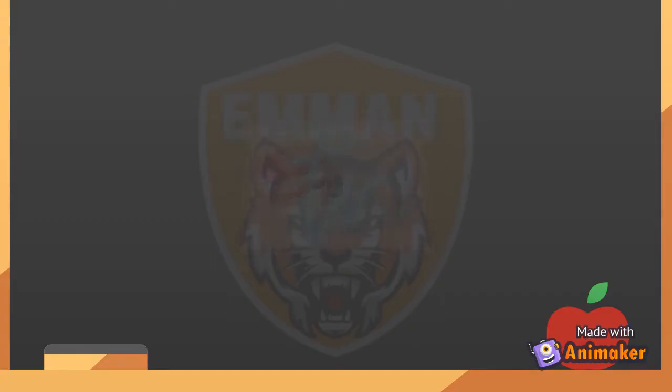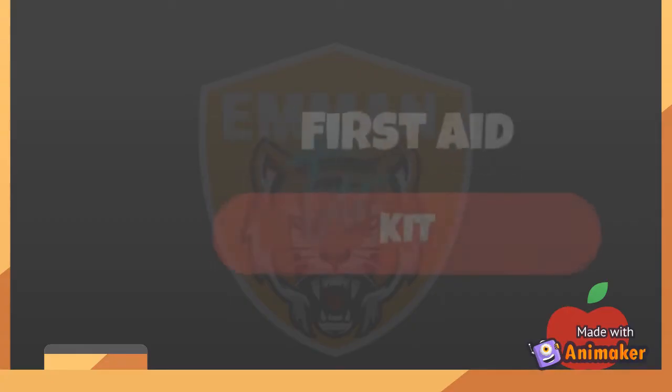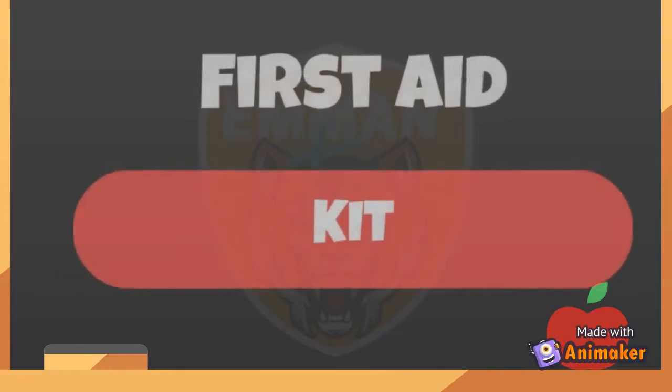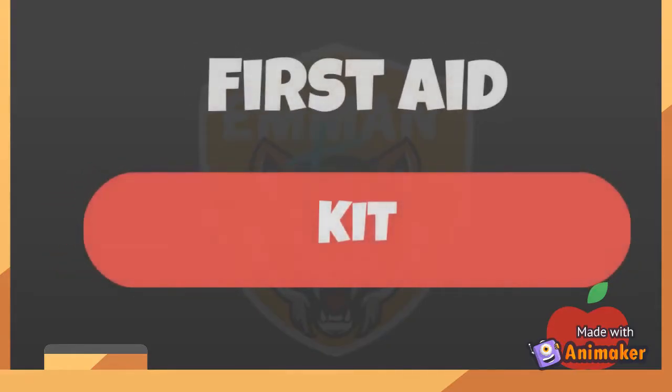What is first aid kit? First aid supplies or first aid kits are a combination of medical equipment, medicines and personal protective equipment. The first aid supplies or first aid kits can be designed as per the need, or based on the type of emergency the organization is dealing with.